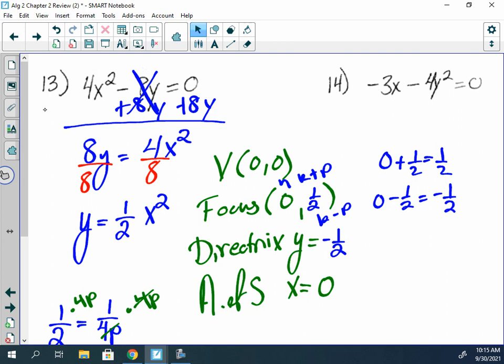Because I think after we did that one, we noticed that 11 and 12 are already set up in the correct form, so we just find p. Any other questions on 13 before we move on to 15? 14?